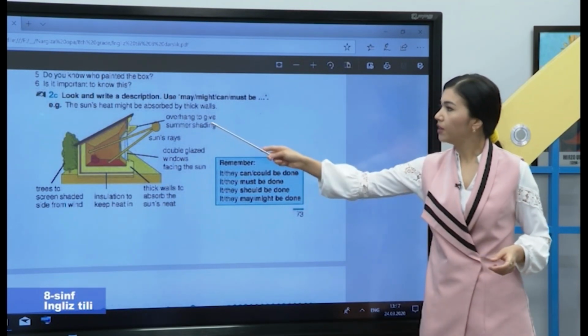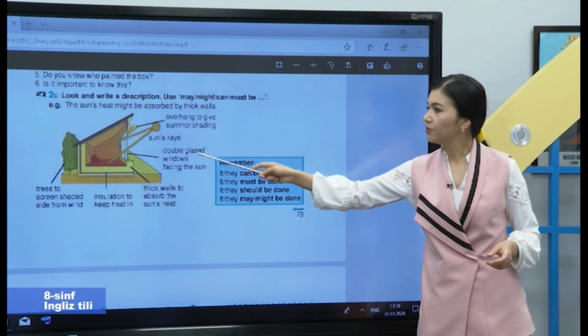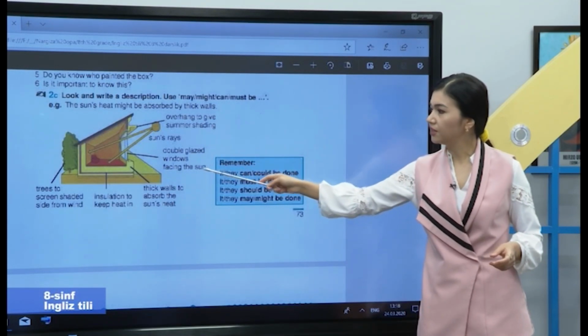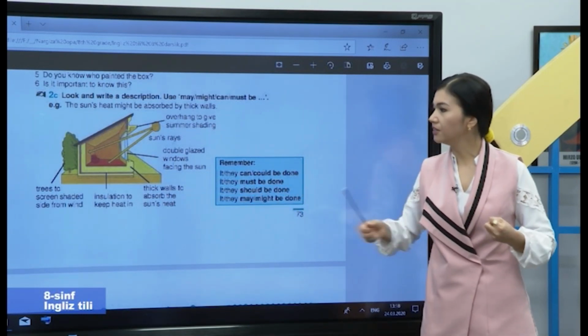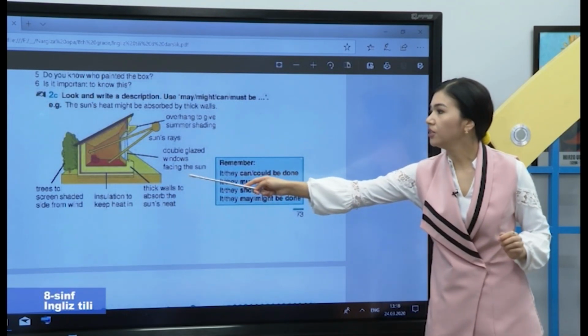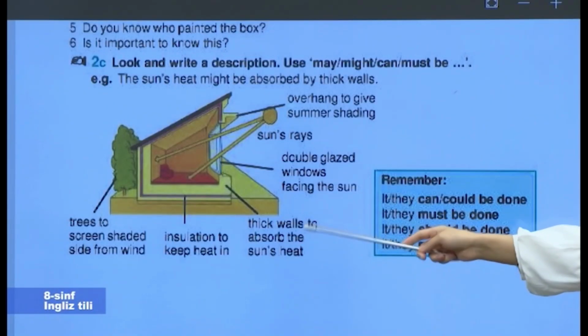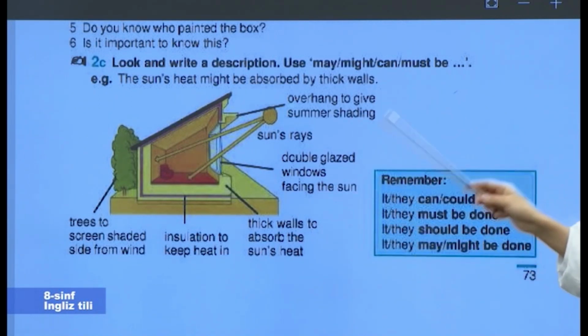So, overhang to give summer shading, sun's rays, double glazed windows facing the sun, thick walls to absorb the sun's heat, insulation to keep heat in, and trees to screen shaded side from wind. This is the picture of how to make solar power.